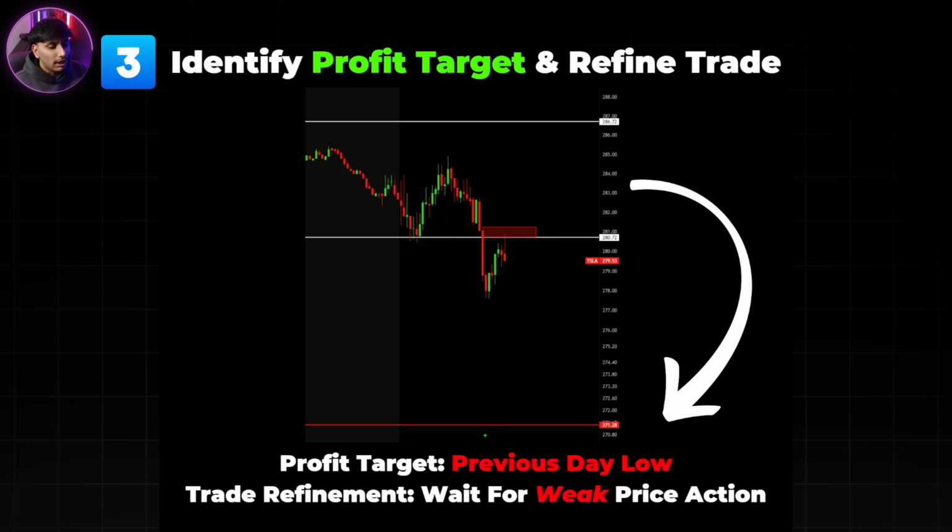So once again, our profit target is going to be this previous day low, and in terms of trade refinement, what we want to wait for is always the candle closure and what the price action is doing. For this trade, because we are in a downtrend, we want to wait for weak price action. If you don't understand how to read price action, once again, the playlist in the description has a full guide on exactly how to read price action for absolutely free.